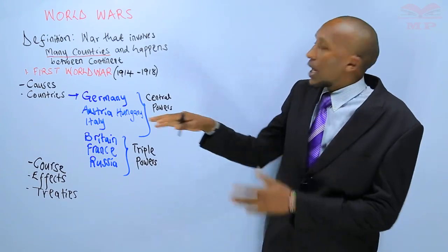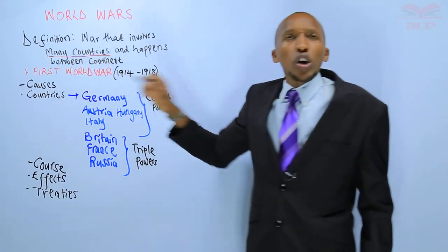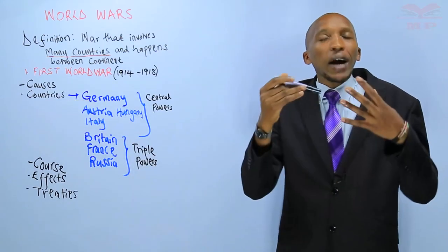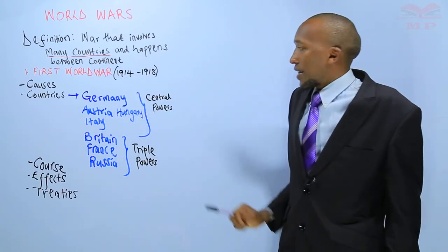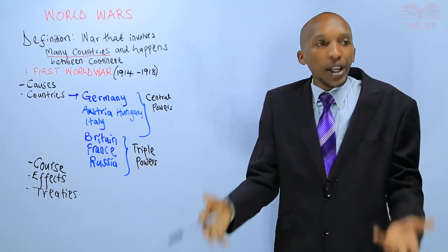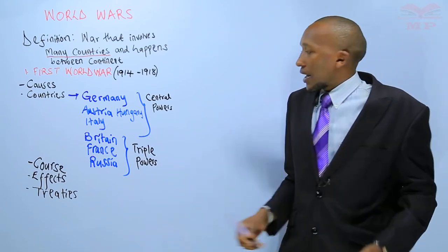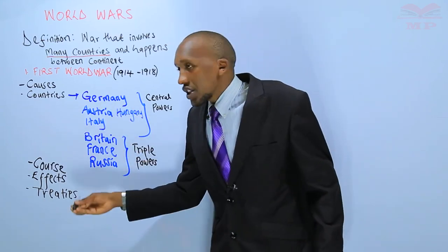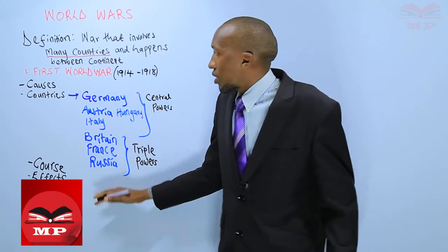So as we discuss the First World War, my learner, we are going to look at the causes. What caused the First World War? And then number two, we are going to look at the countries, all the parties that were involved in the First World War. And then number three, we are going to look at the course of the war. How did the war take place? How were they fighting? What instruments were they using? And then we shall look at the effects. What was the impact of the First World War? And then we shall look at the treaties that the parties signed to bring a close to the war.